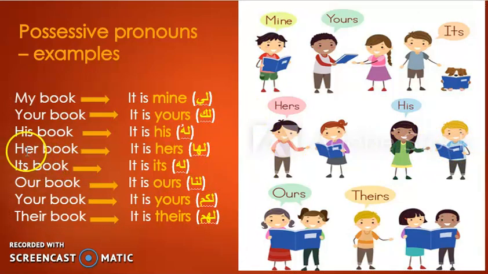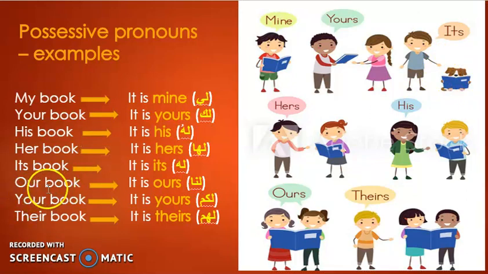Her book, her, the possessive adjective, becomes hers in possessive pronouns. لها, hers. It is hers. Its book, it is its. So its remains its, له. Its refers to the dog here.